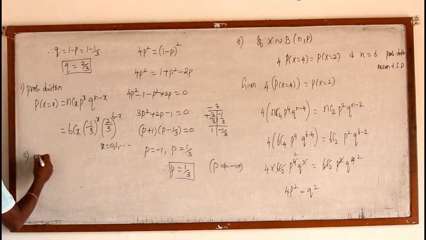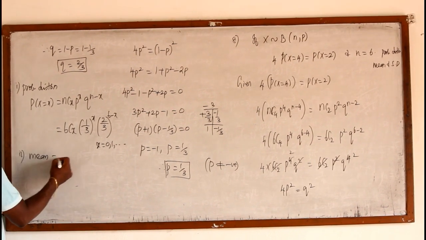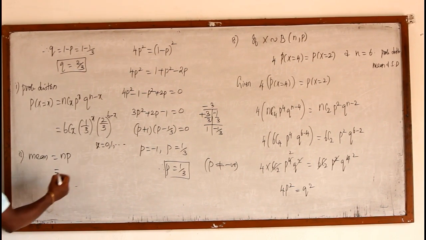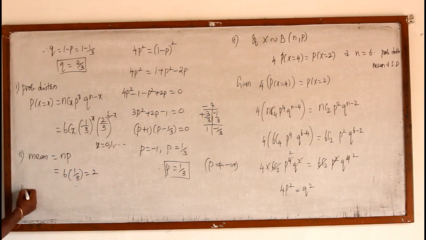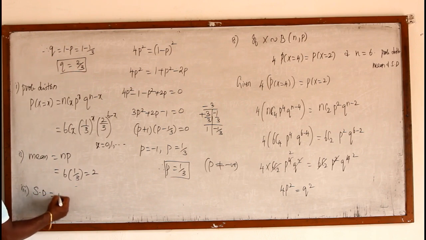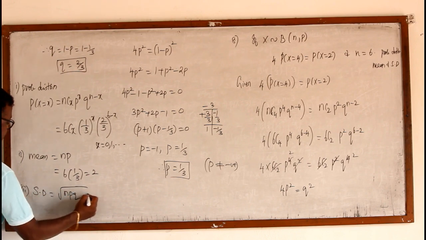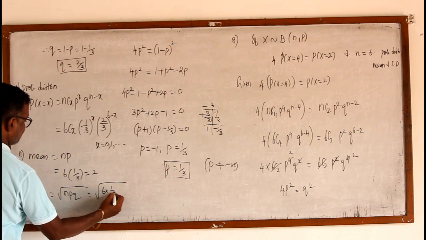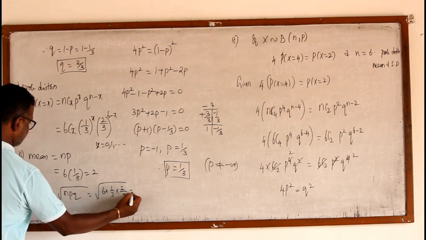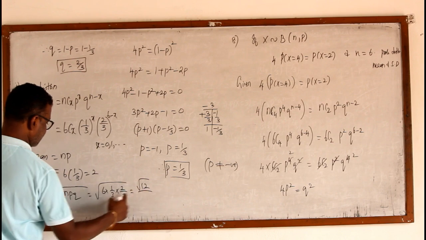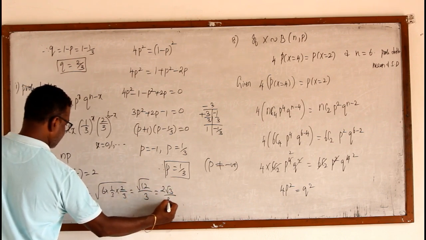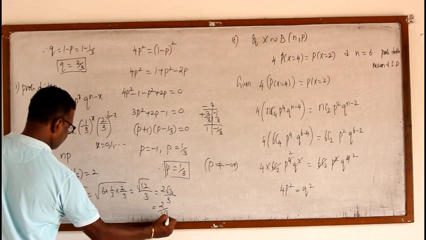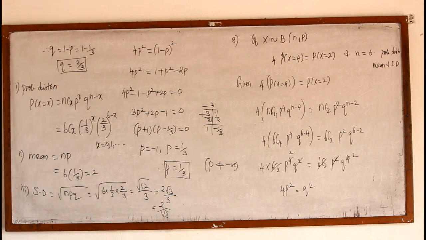Second one, mean. Mean equals np. n is 6 into 1 by 3, so it is 2. Third one, standard deviation. It is root of npq. Root of 6 into 1 by 3 into 2 by 3. Is it not root 12 by 3? The root of 12 is 2 root 3, so 2 root 3 by 3, which is 2 by root 3. With that, the 8th problem is over.